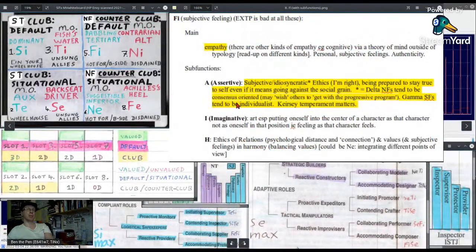Now we're in the counter club. So FI in ISTJ. My opinion is that FI in ISTJ is going to be affected by the temperament. It's like you've got to think, FI is subjective feeling. So how is the ISTJ's feeling subjective? They're not an NF.